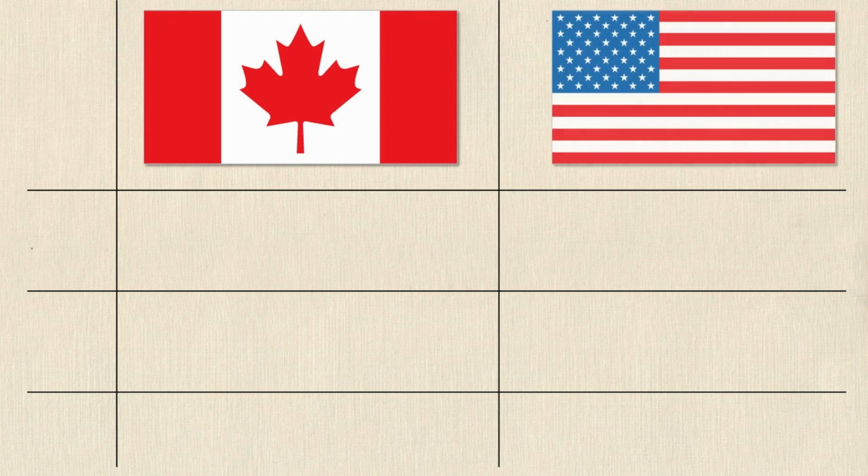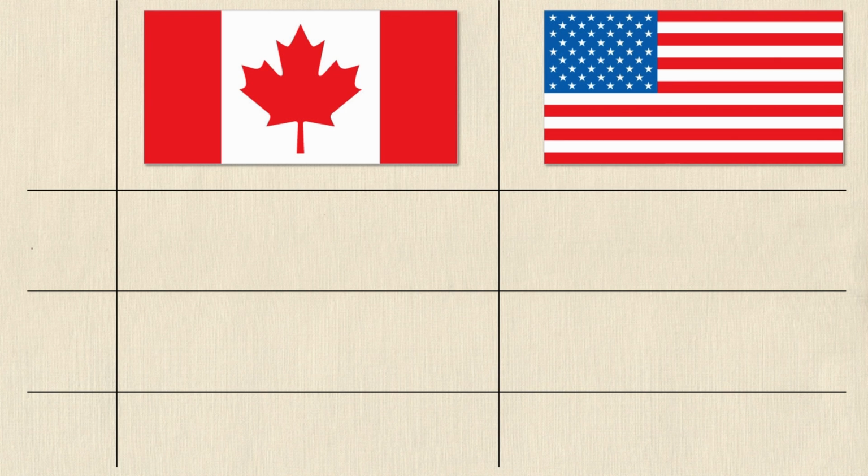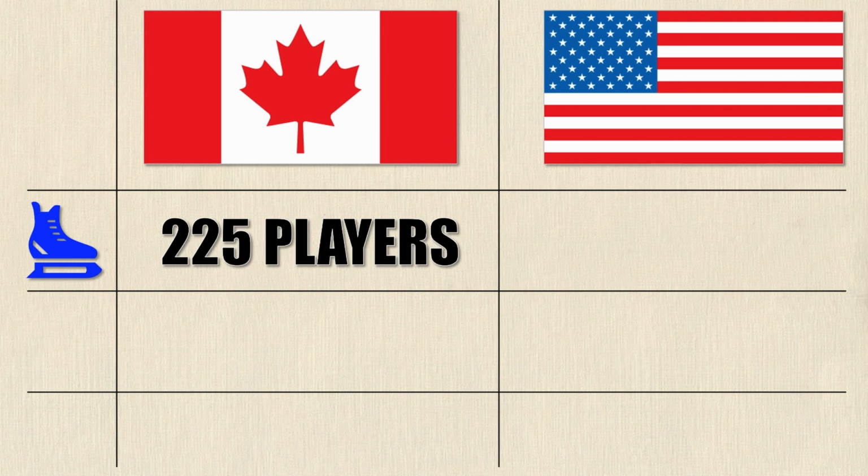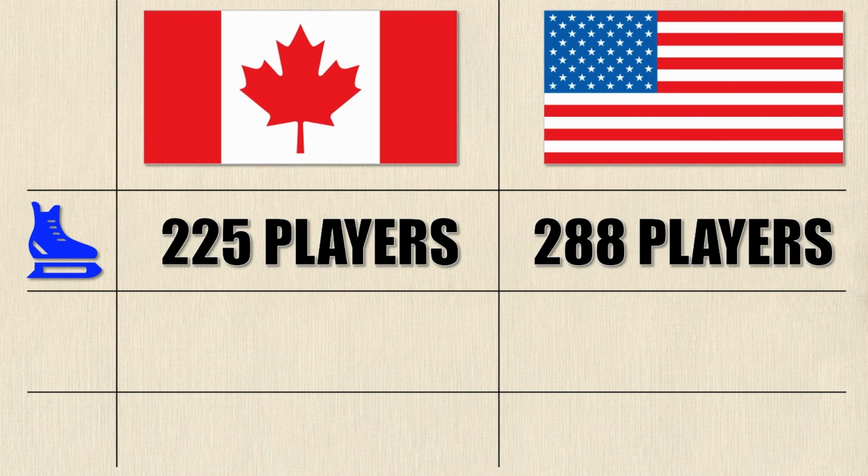So the easiest way to learn something is definitely with an example problem, and that's what we'll be looking at today. So here we have two countries, the first being Canada and the second being the United States. And in this example, we're saying that they can produce one of two types of athletes. They can either produce hockey athletes, and Canada can produce 225 players, or the United States can produce 288 players.